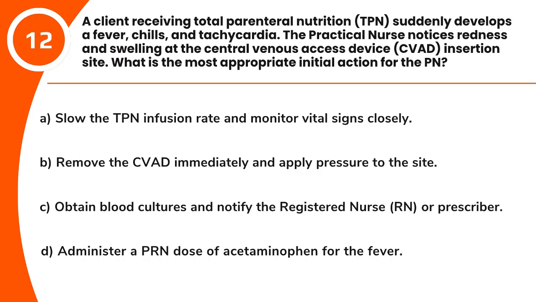Question 12. A client receiving total parenteral nutrition, TPN, suddenly develops a fever, chills, and tachycardia. The practical nurse notices redness and swelling at the central venous access device, CVAD, insertion site. What is the most appropriate initial action for the PN?